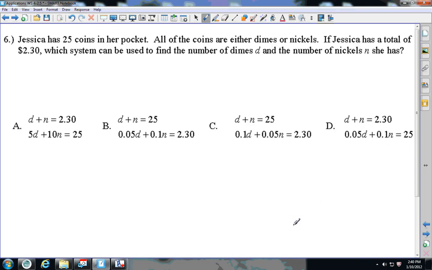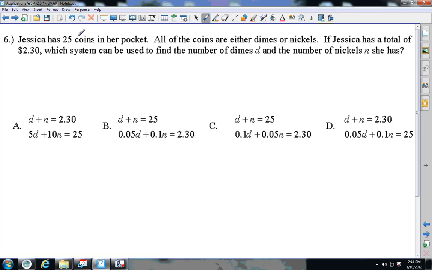Here's the next one. Jessica has 25 coins in her pocket. All of the coins are either dimes or nickels. If Jessica has a total of $2.30, which system can be used to find the number of dimes, D, and the number of nickels, N, she has?